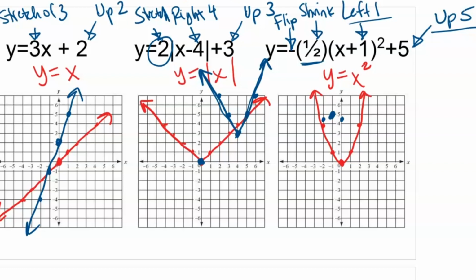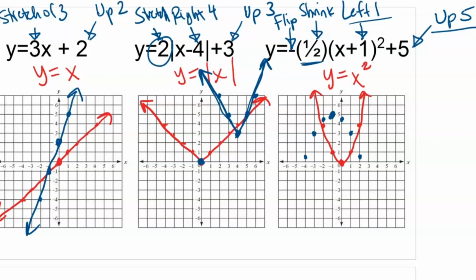And then normally on the parent function, you go over 2, up 4. So now we're going to go over 2, and we're cutting that number in half. So instead of down 4, now we're going to go down 2. So over 2 and down 2. And then again, normally on the parent function, you go over 3, up 9. So now we're cutting that number in half. So we'll go over 3 and down 4.5. So about here. Over 3 and down 4.5.